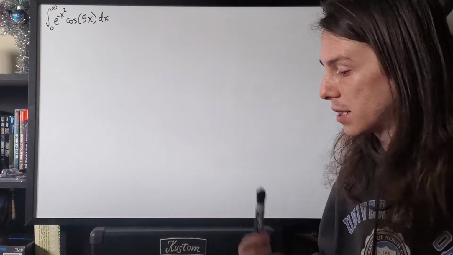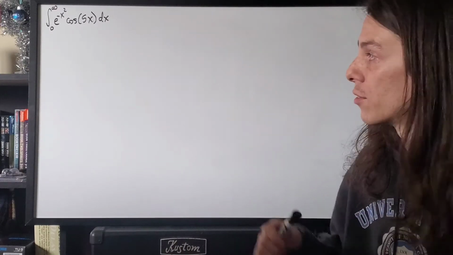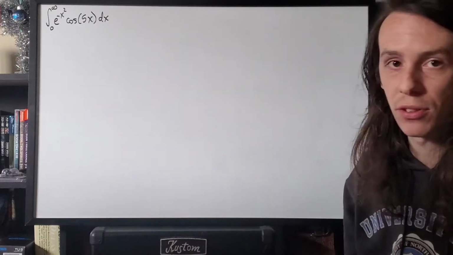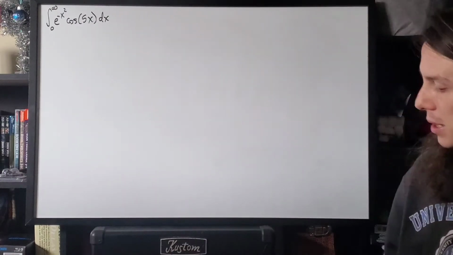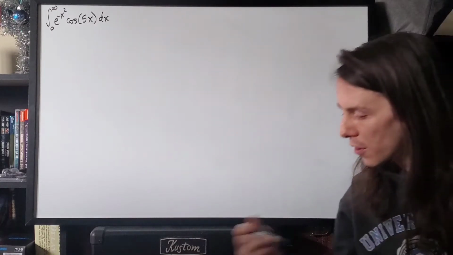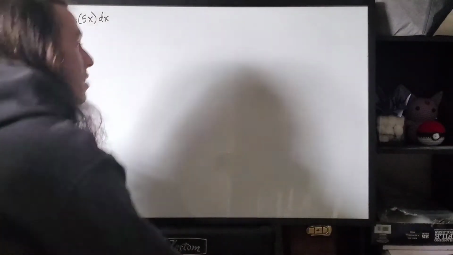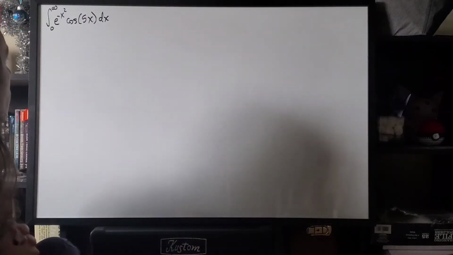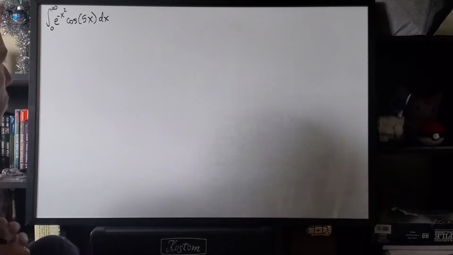It's been known as the Feynman technique. It's also been called differentiating under the integral sign, which I'll show you what that means shortly. But it's going to allow us to solve this ugly integral. So first and foremost, let's generalize this integral, because what we have is the integral of 0 to infinity of e to the negative x squared multiplied by the cosine function of 5x with respect to x.